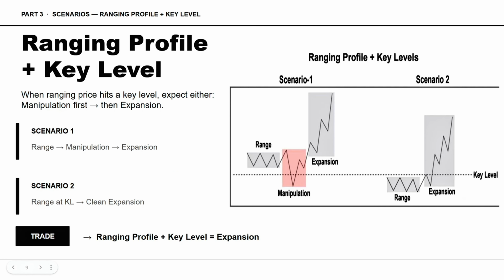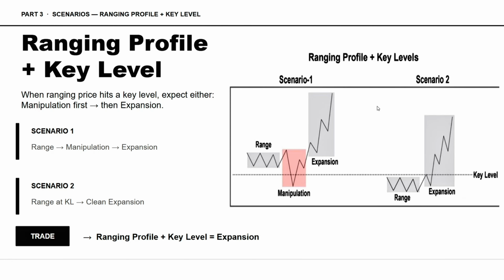An example: if you're in an expansion profile and price is approaching a premium key level, you expect a reversal. That's your short. Wait for a manipulation at the key level, then enter on the expansion downward, or upward vice versa. Example 2: if you're in a ranging profile and price sweeps below a discount key level, that's your manipulation. You expect an expansion upward. That's your long.